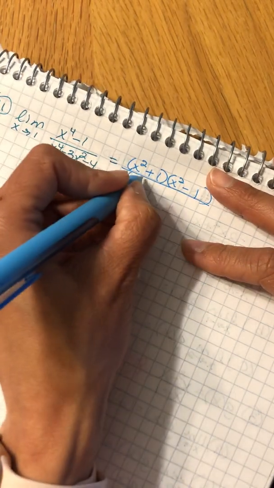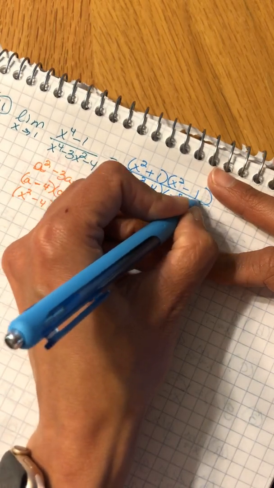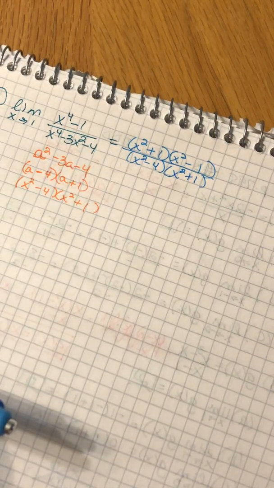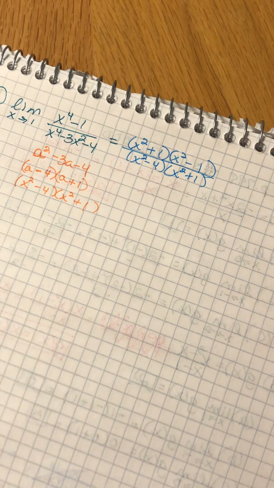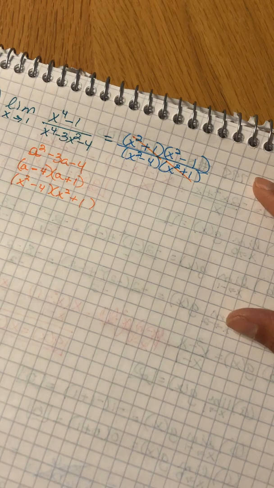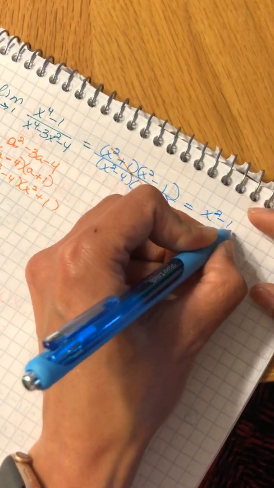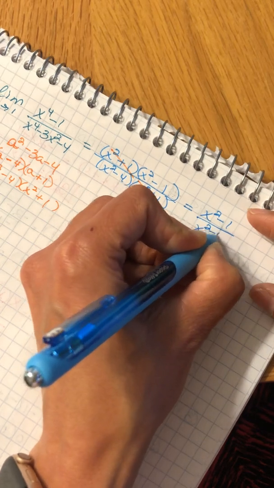So x squared minus 4, x squared plus 1. Like he sees me talking to myself. Come on, kid. All right, so we can see that the x squared plus 1s are going to cancel. And so all I have left is x squared minus 1 over x squared minus 4.